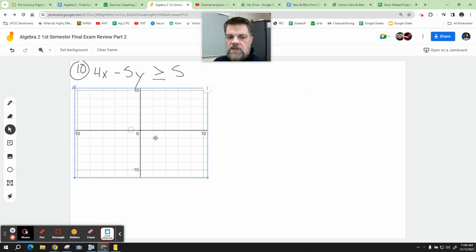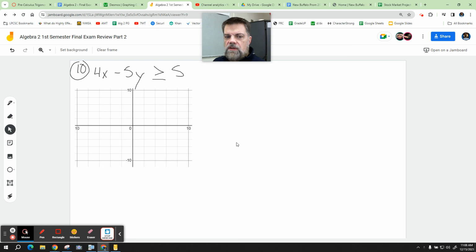So we'll put this one here. Maybe I'll make it a little smaller. Alright, so again, I want to make it look like y equals mx plus b. I'm going to subtract 4x from both sides, right? So I'm going to say 5y is greater than or equal to negative 4x plus 5, right? And all I did was subtract 4x from both sides.